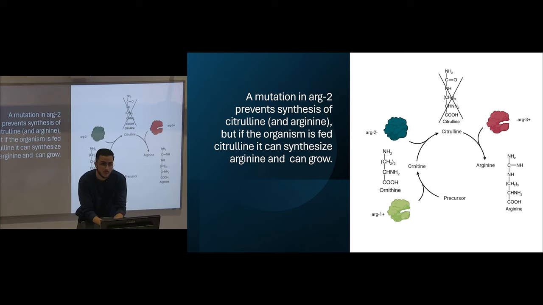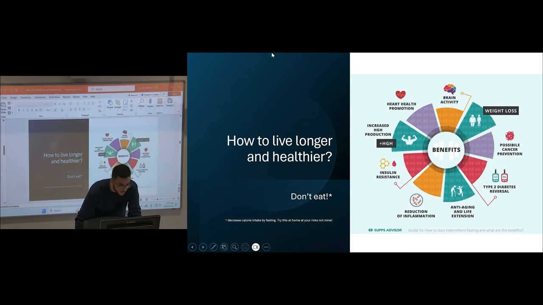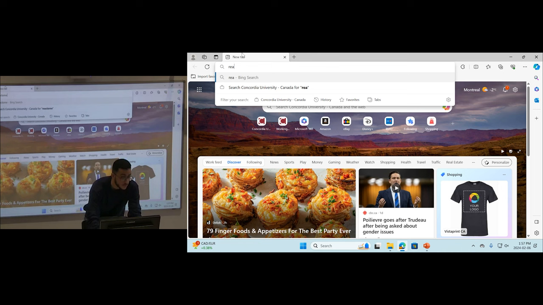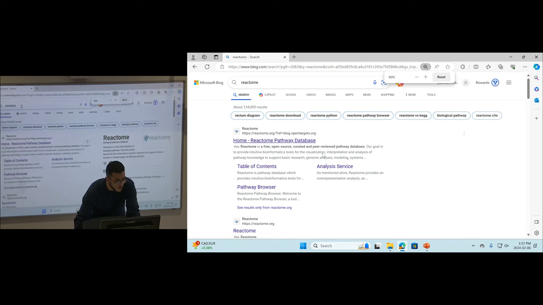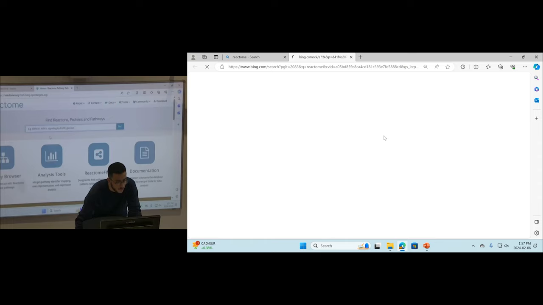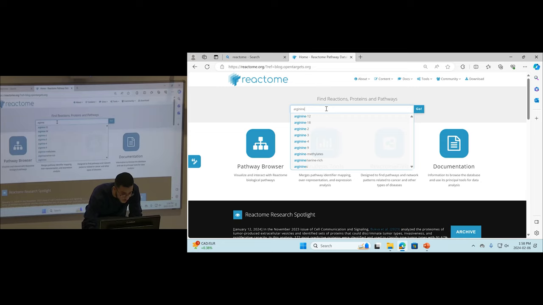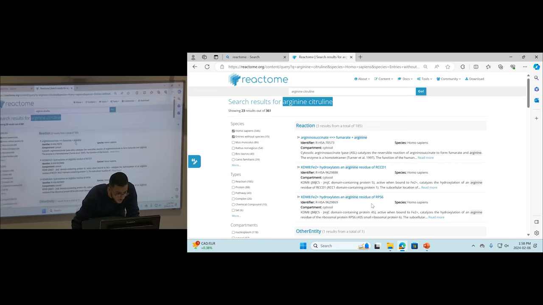So I want to show you something first, and then we'll get to what I want to show here. If you want to look at these pathways for yourself, last time I showed you how to look at the DNA and all that. So you can go on Google or Bing and write Reactome and then click here. And then you could write arginine, citrulline, or whichever pathway. Let's just write urea cycle.